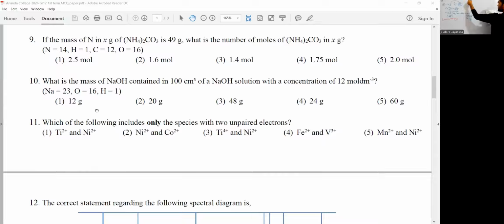For the 11th question, you have titanium 2 plus, and then you have nickel 2 plus, cobalt 2 plus. These are the different ions we have, and vanadium 3 plus, and finally manganese 2 plus. So all are 2 plus ions, except vanadium 3 plus. Titanium 4 plus is also there. I think the others we covered, right? So let's find out how many unpaired electrons are there in each ion.